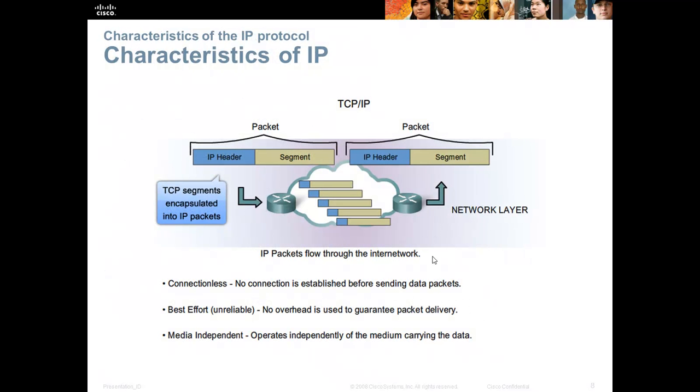IP is very similar to UDP in the fact that IP is connectionless. There is no connection established before we send our data packets. There's no three-way handshake. It's considered best effort. Essentially, IP says, I'm going to send this packet. I don't care if it makes it there or not. It's my best effort. I'm just going to go ahead and send it. Hope it gets there. It is media independent, which means it can operate independently of the media carrying the data. So it doesn't care if it's fiber optic, wireless, or over copper. It will go ahead and send the data and hope that it gets there.